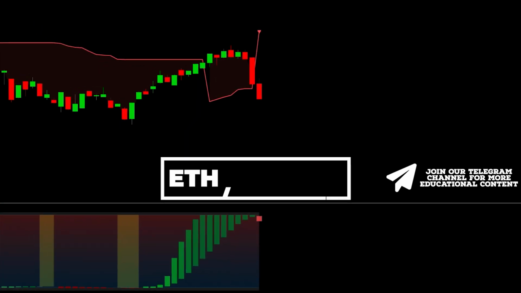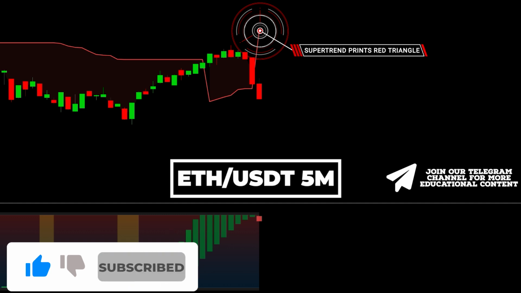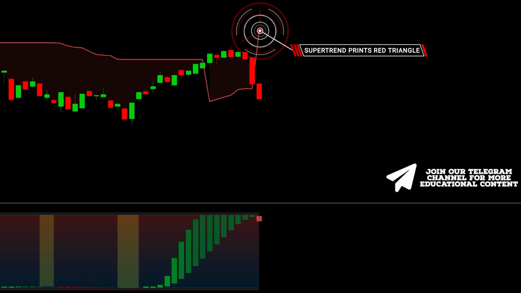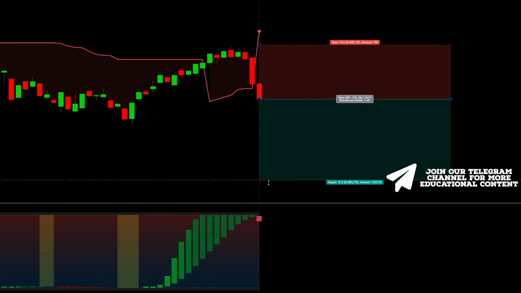Here's Ethereum, a 5-minute time frame. As can be seen, the supertrend line has a red color, accompanied by the emergence of a red triangle, indicating a short entry opportunity. Next, the machine learning momentum oscillator's bar has a red color. We set a stop above the latest high and target the same RR ratio. Boom, the price hit our TP level.